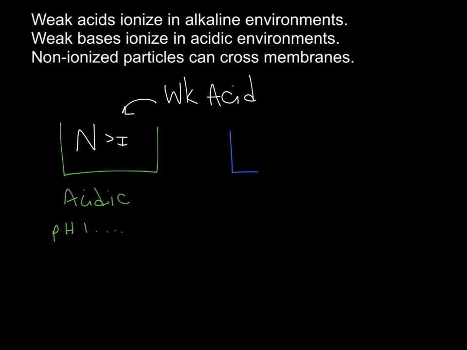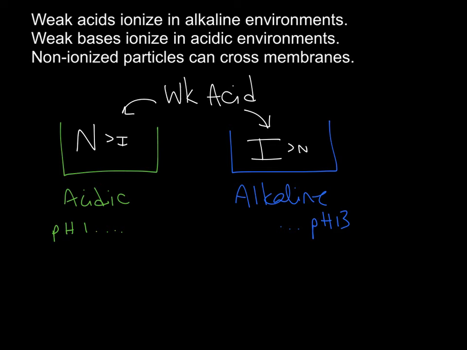Likewise, if we put that weak acid into a more alkaline environment, a more basic pH, let's go up here and say pH of 13, really high, then we know if we put the weak acid in an alkaline environment, it will become very ionized. So the ionized particles will greatly outnumber the non-ionized particles.